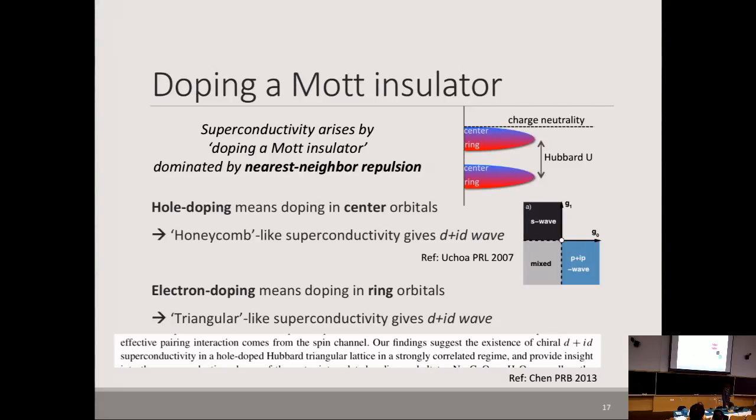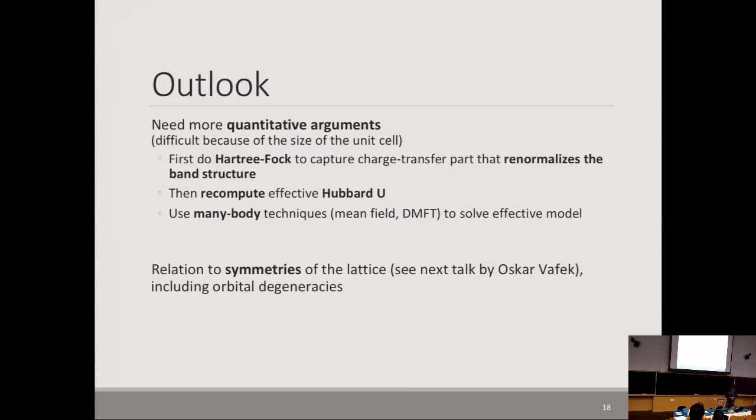Now I think I'm doing well on time, but let me just do the outlook. So as Thomas already said, what I've presented here is not very quantitative. So that's our next step that we're working on. And the first thing to do is, like I promised, Hartree-Fock to capture exactly how this charge transfer goes. Because this is, like I said, not really a quantum effect yet. It's something that should be captured in a simple Hartree-Fock, though it's more complicated because of the thousands of bands that you need to take into account.